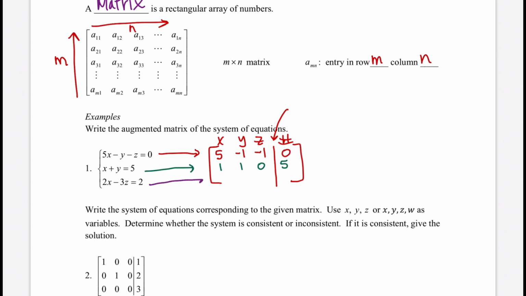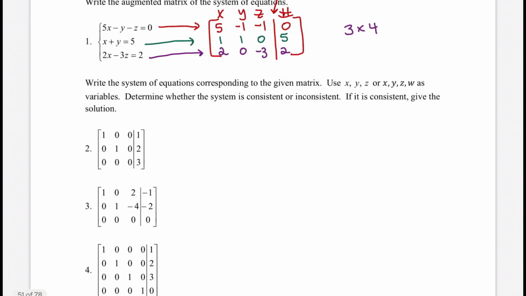Now this third equation, we have 2 x's. Notice there are no y's, so I'm going to put a 0 in the y position, and then I have a negative 3z, and that's going to equal 2. Now, if I was going to label how big this was, I would count how many rows. This would be a 3 by 4 matrix.